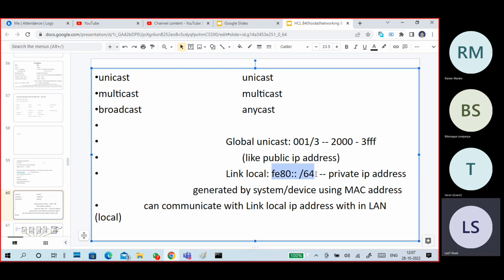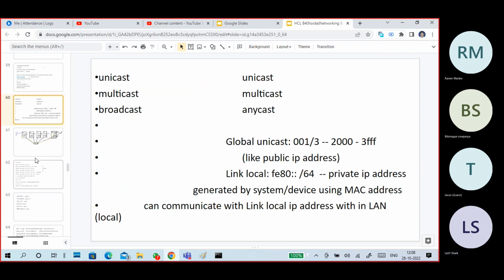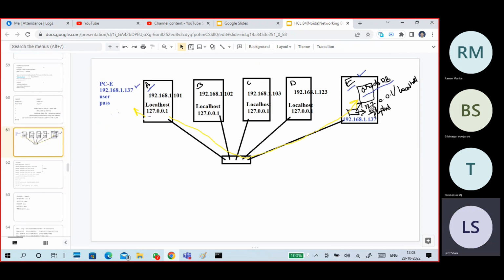This is also generated by the system. I mentioned the APIPA address, right? 169.254. That is also given by the system only. But 169.254 does not work; it won't communicate with anyone. But this will communicate, because it's IPv6 link local, and the program is written for working purposes with this network address in a LAN communication. Yeah, this is the explanation I gave for 127.0.0.1.